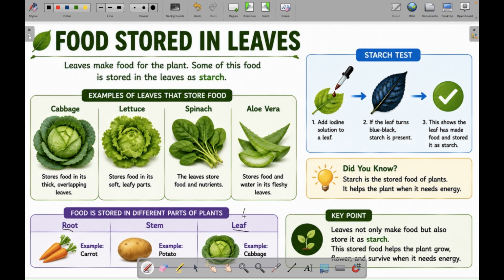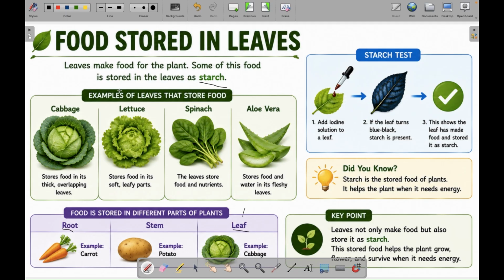Plants store their food in leaves because they want a source or storage from which they can use it instantaneously. That is why they store their food in leaves, so that they can have access to instant energy. Leaves make food for the plant, and some of this food is stored in the leaves as starch. We have already seen starch as a combination of a large number of glucose molecules.